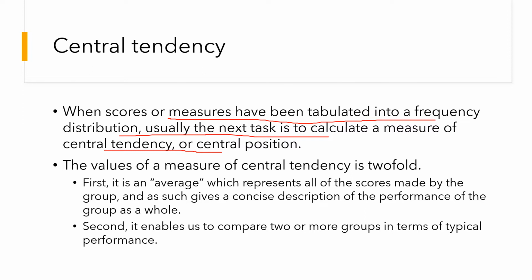First is an average which represents all the scores made by the group. Suppose hundreds or maybe thousands of students have a score on a particular test. Now we convert an entire thousand pieces of information into one concise description of the performance of the group as a whole.